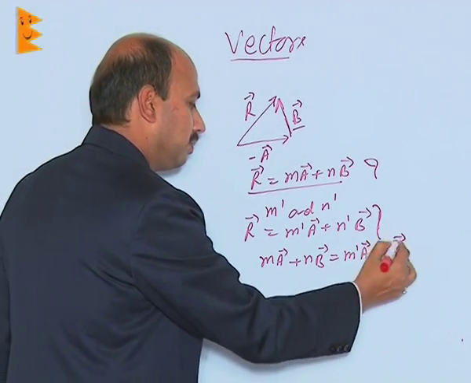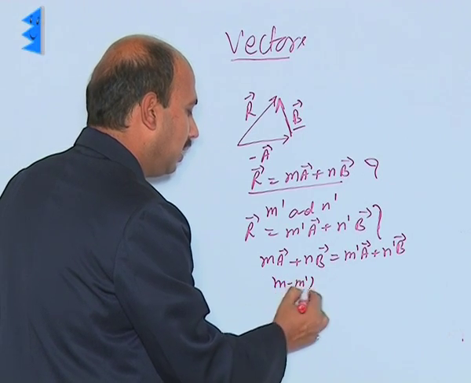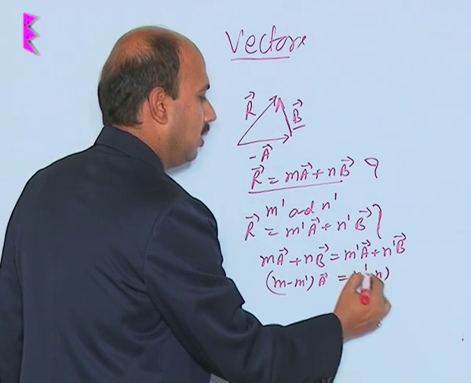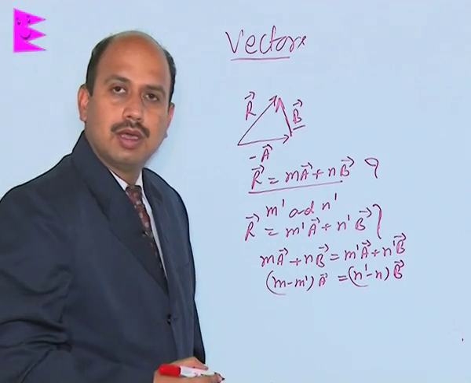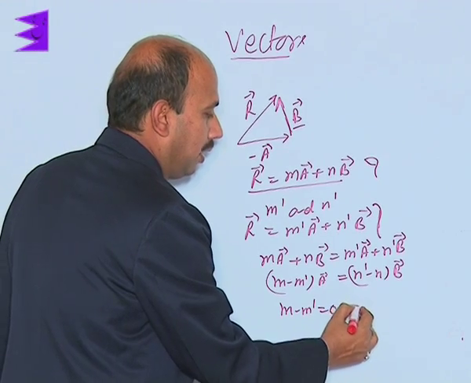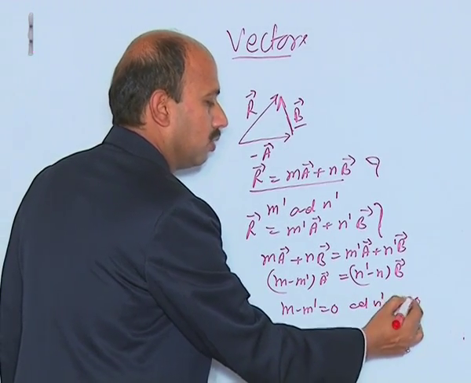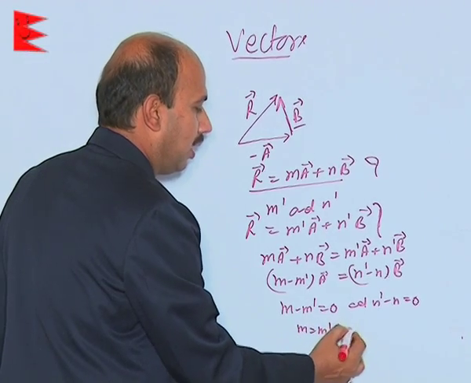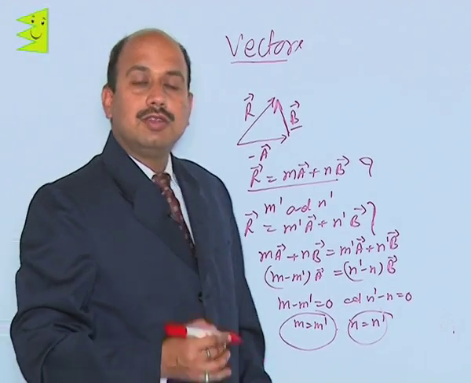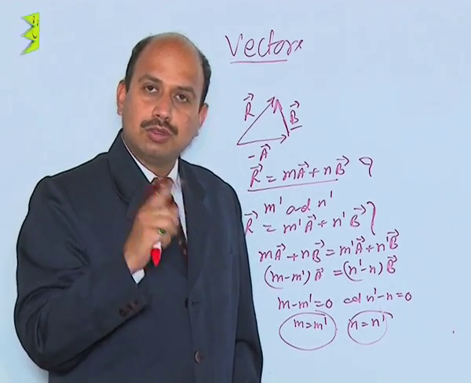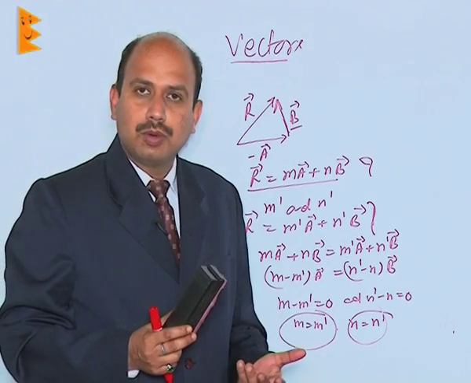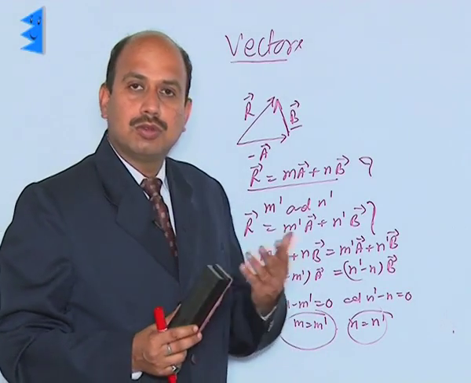Now, we can write here m minus m dash vector A is equal to n dash minus n vector B. This is only possible if you take m minus m dash equal to 0 and n dash minus n equal to 0. It means m is equal to m dash and n is equal to n dash. What does it mean? It means this explains the uniqueness of the resolution of vector. So, whatever the two components of a given vector you get, they are actually unique components. So, these things are about the resolution of vectors.